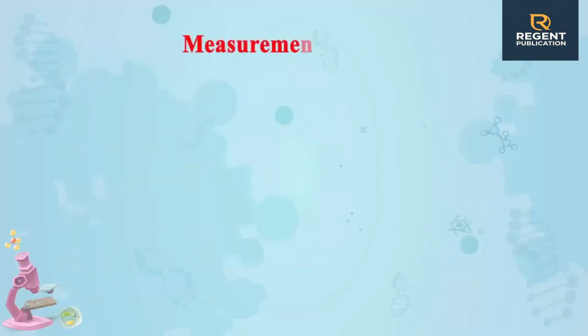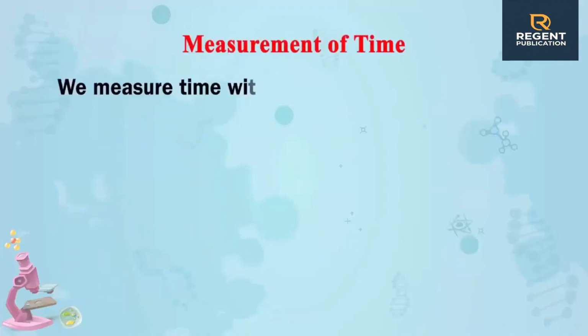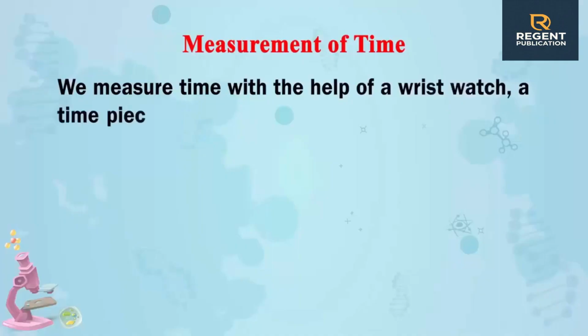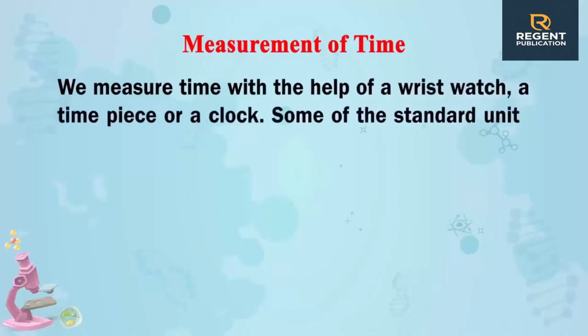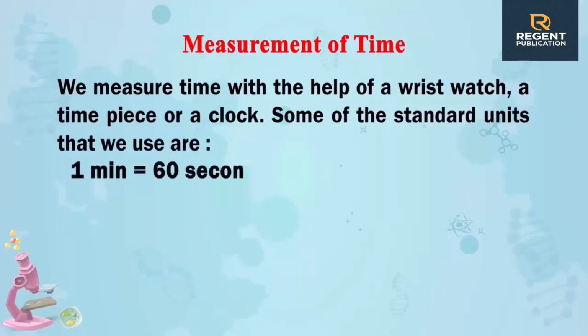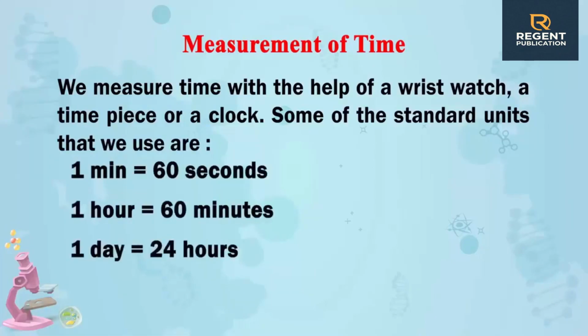Measurement of time. We measure time with the help of a wrist watch, a timepiece, or a clock. Some of the standard units that we use are: 1 minute equals 60 seconds, 1 hour equals 60 minutes, 1 day equals 24 hours.